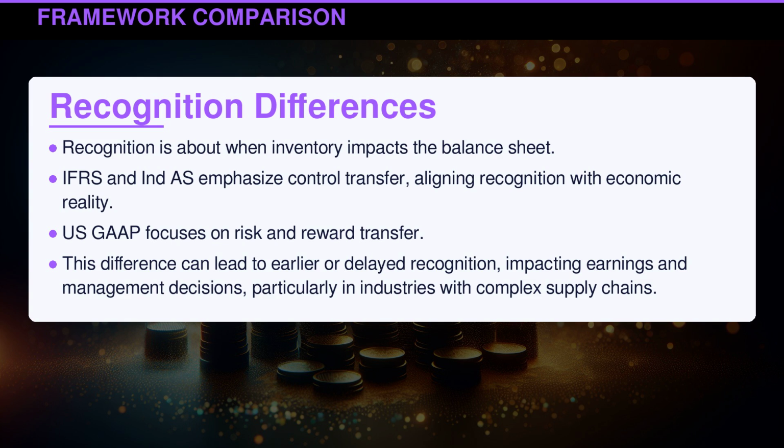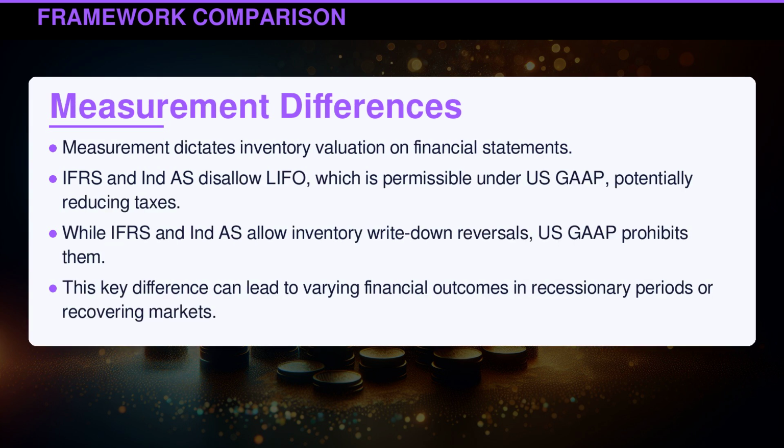This difference can lead to earlier or delayed recognition, impacting earnings and management decisions, particularly in industries with complex supply chains. Measurement dictates inventory valuation on financial statements. International Financial Reporting Standards and Indian Accounting Standard disallow LIFO, which is permissible under U.S. Generally Accepted Accounting Principles, potentially reducing taxes.